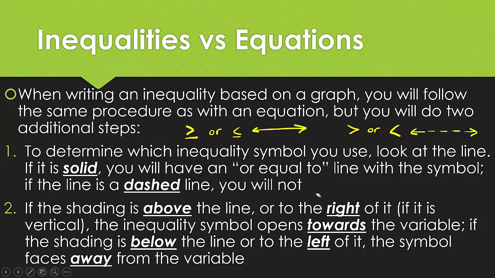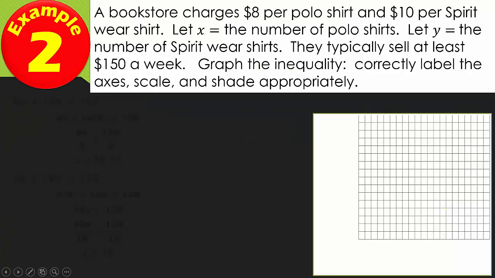But anyway, if it's opening towards the variable like this, or in this case, we'd more than likely be y, or whatever our y value is going to be. So if it's this or this, we shade above the line. If it opens away from the variable, meaning the variable is less than whatever's on the other side, then we shade below the line. Okay? So let's look at this.